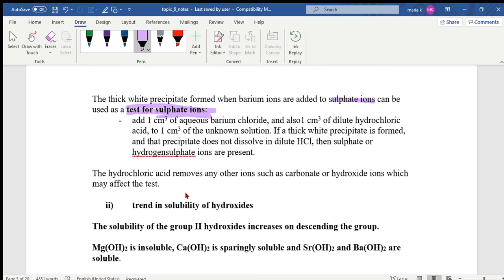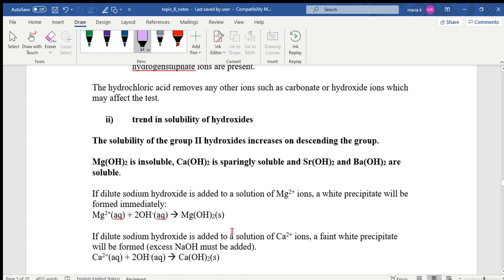So you add dilute hydrochloric acid as well as barium chloride, and that barium reacts with whatever sulfate is present, forming barium sulfate, a white precipitate, and that is a positive test for the sulfate ion. The hydrochloric acid removes any other ions such as carbonate or hydroxide ions which may affect the test.